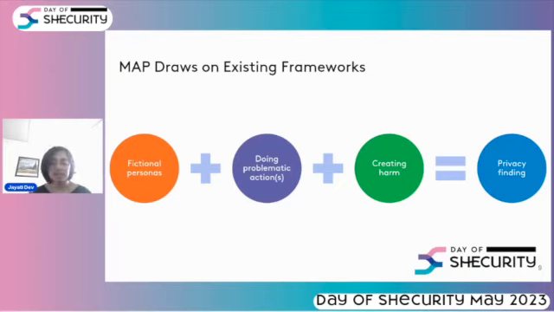We use personas based on our threat actors from MAP who are doing problematic actions that result in a specific privacy harm or a range of privacy harms. The combination of these three elements cause a privacy incident, which gets recorded as a privacy finding in a threat modeling session.